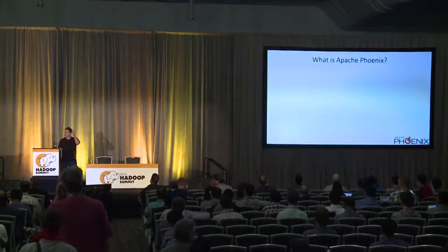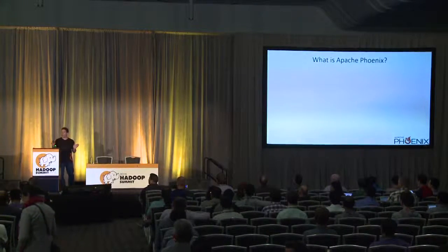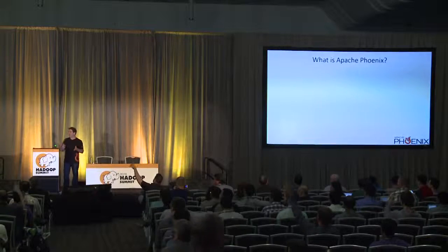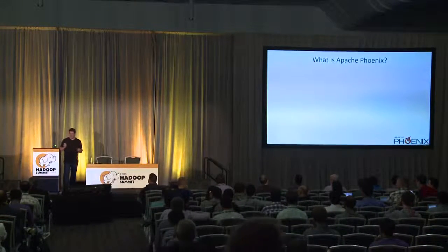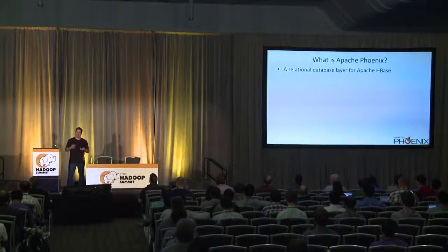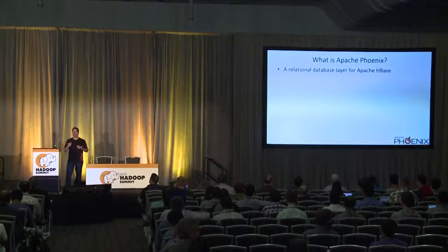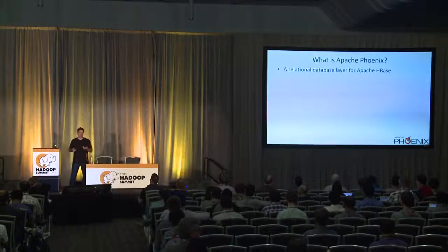OK, so what is Apache Phoenix? I always like to do this. If you could just raise your hand if you're already familiar with Apache Phoenix. OK, not bad. More than last year. That's good. OK, so Apache Phoenix is a relational database layer on top of HBase. So it makes HBase look like a relational database.